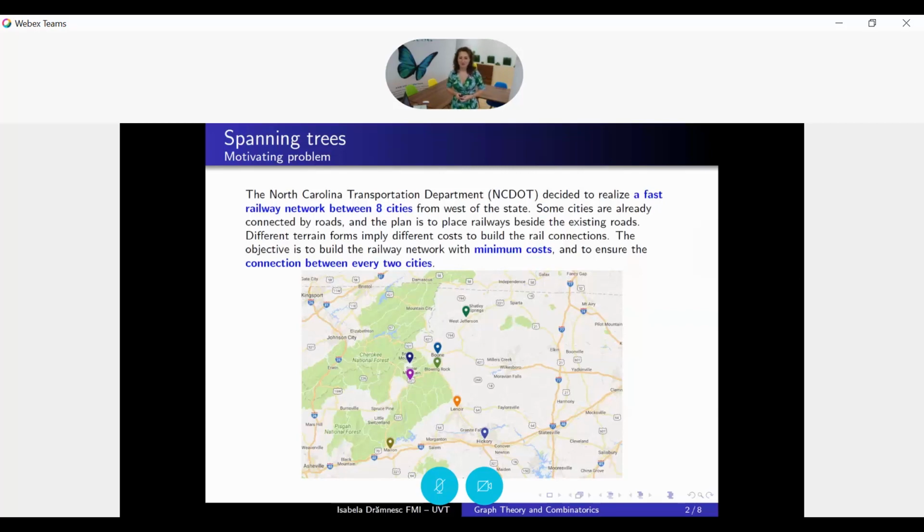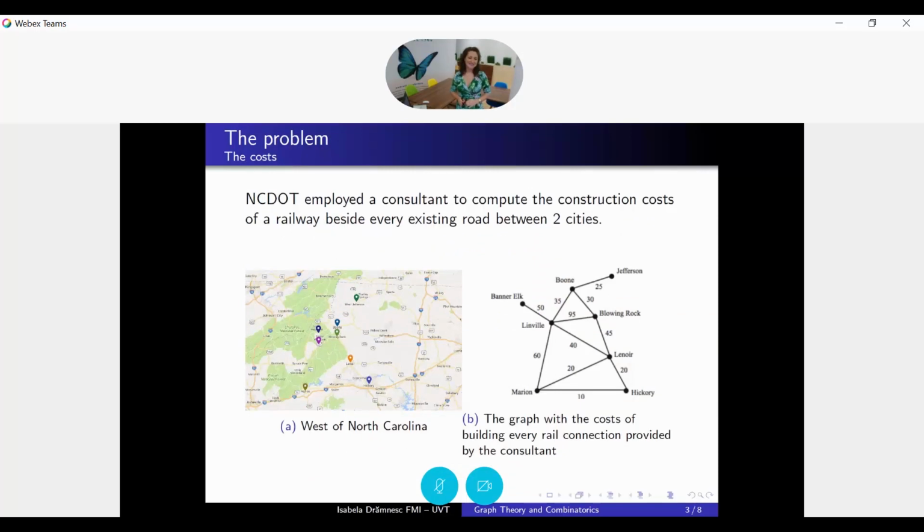Some cities are already connected by roads, and the plan is to place railways beside the existing roads. Different terrain forms imply different costs to build the rail connections. The objective is to build the railway network with minimum costs and to ensure the connection between every two cities. This department employed a consultant to compute the construction costs of the railway network.